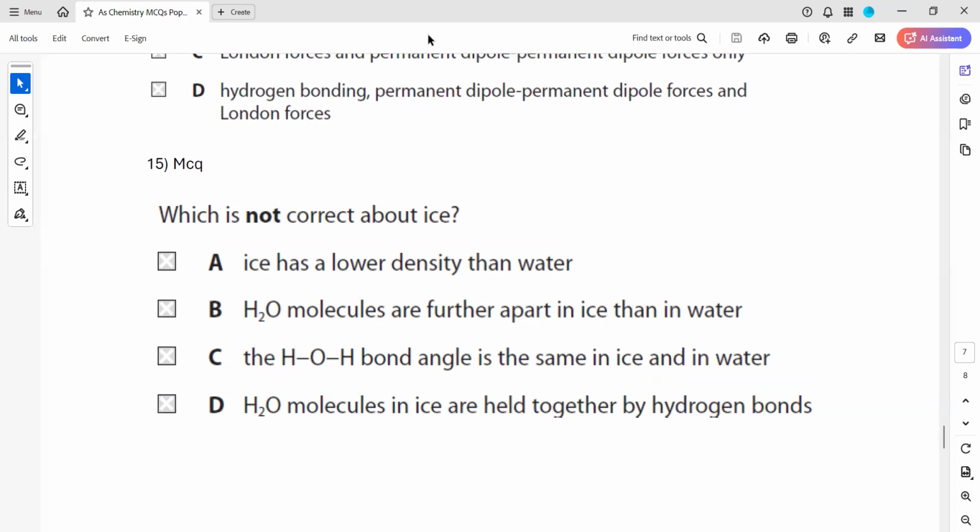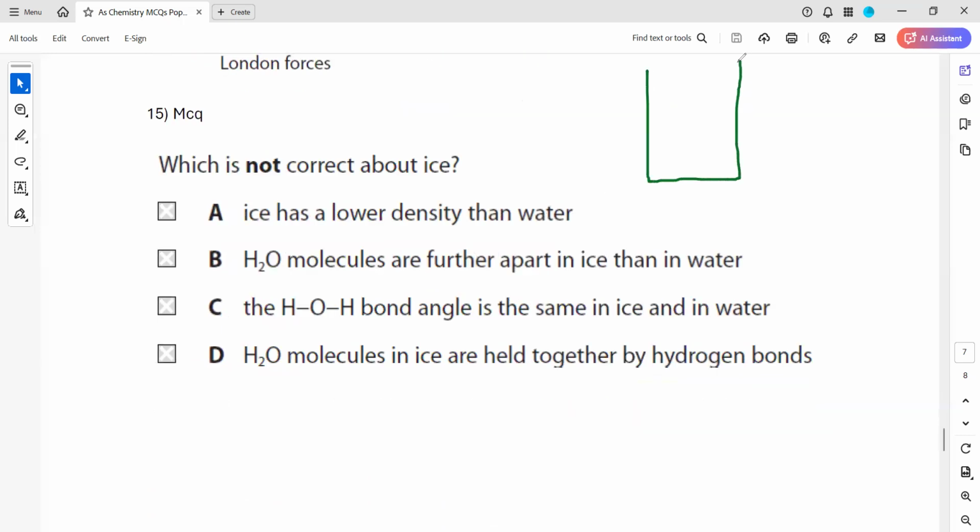Ice has a lower density than water. That is the right statement. That's why, as you have seen, if you add ice into a container filled with water, you will find the ice floats. So it shows that ice has a lower density than water. So this statement is correct.